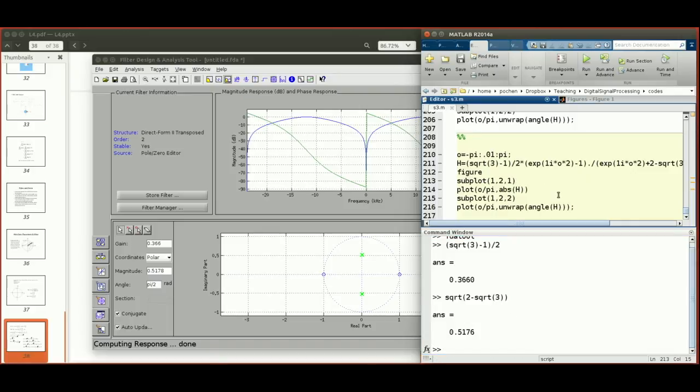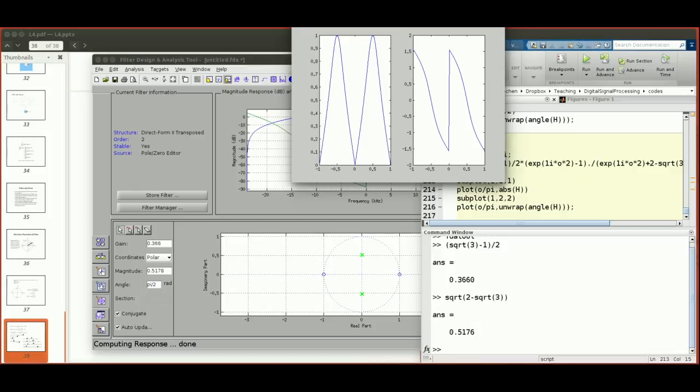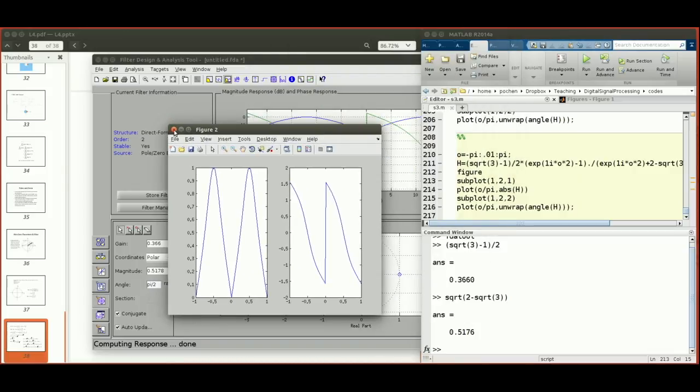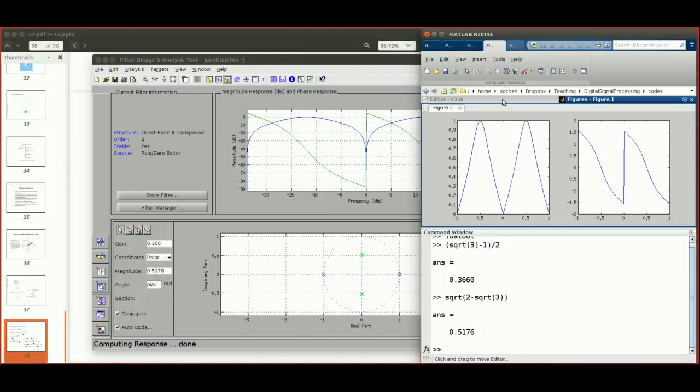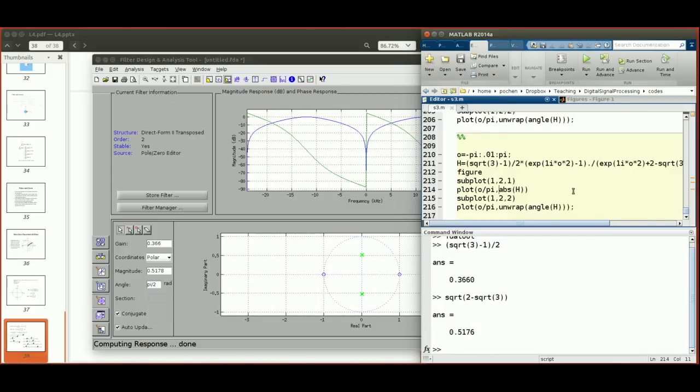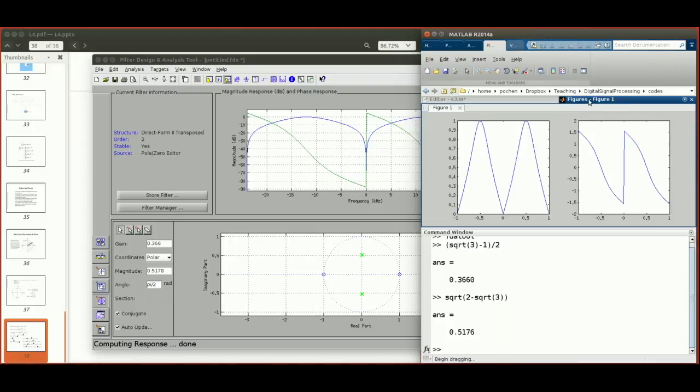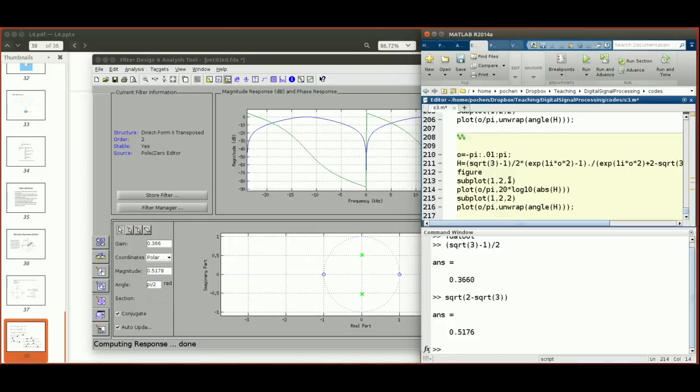For this plot, let's try to plot it in dB, log 10, and then 20 times this. So just close this figure.